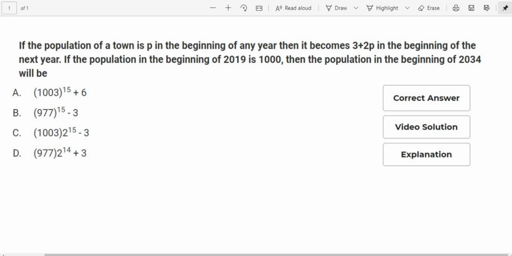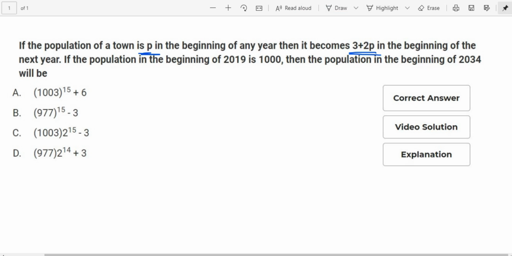Here I'm going to discuss the bank and PO quant section, that is, a sequence and series question. The question is: if the population of a town is P in the beginning of any year, then it becomes 3 plus 2P in the beginning of the next year. It means if the population of the town is P in the current year, then it will become 3 plus 2P in the next year, isn't it?